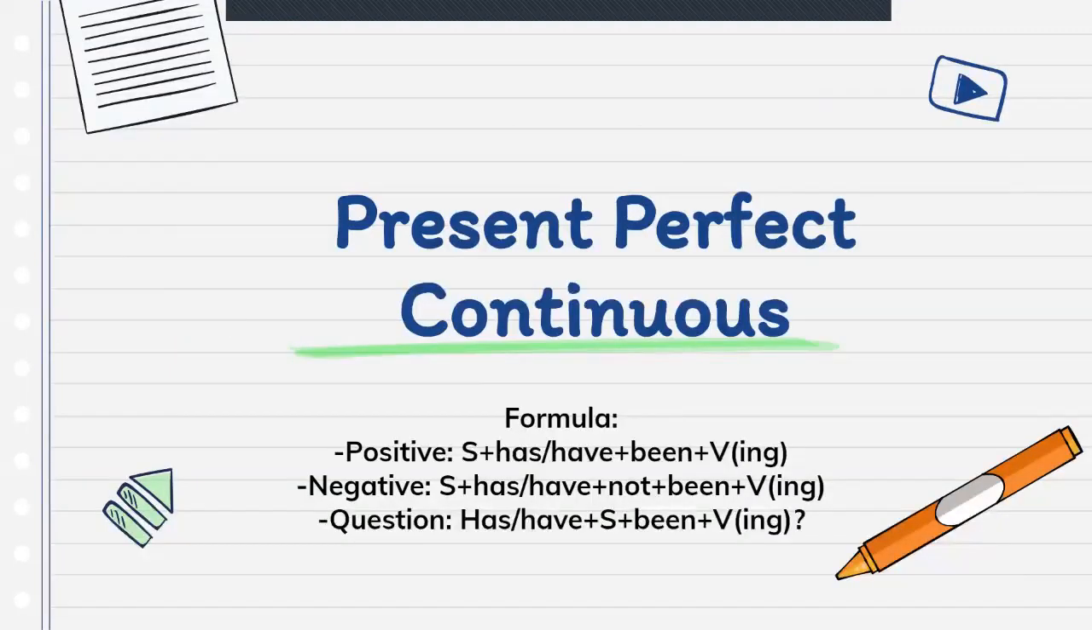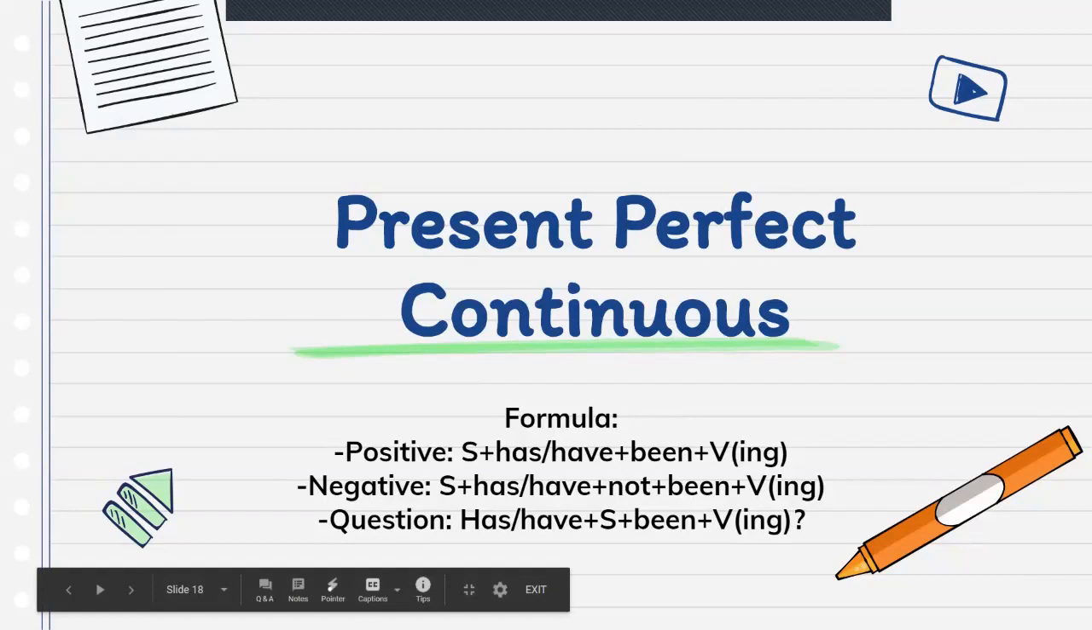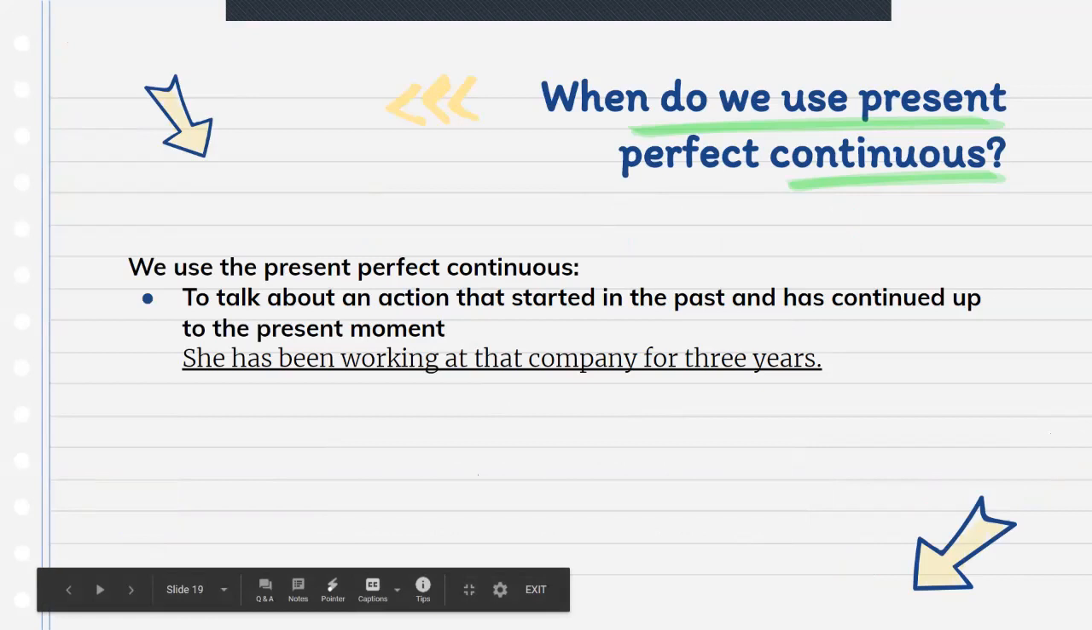And the last one is present perfect continuous. This is the formula. For the positive, it's subject plus has or have, again depending on the subject, plus been plus verb ing. For the negative, it's subject plus has or have plus not plus been plus verb ing. And for the last one, the question, it's has or have plus subject plus been plus verb ing.